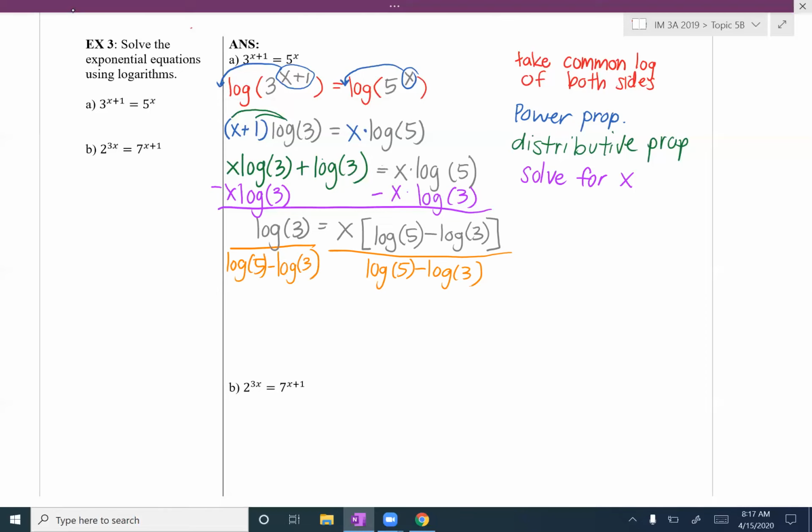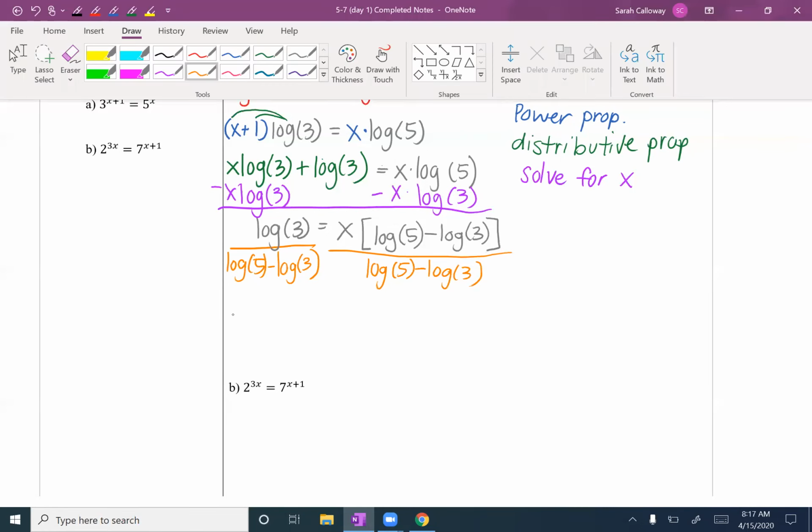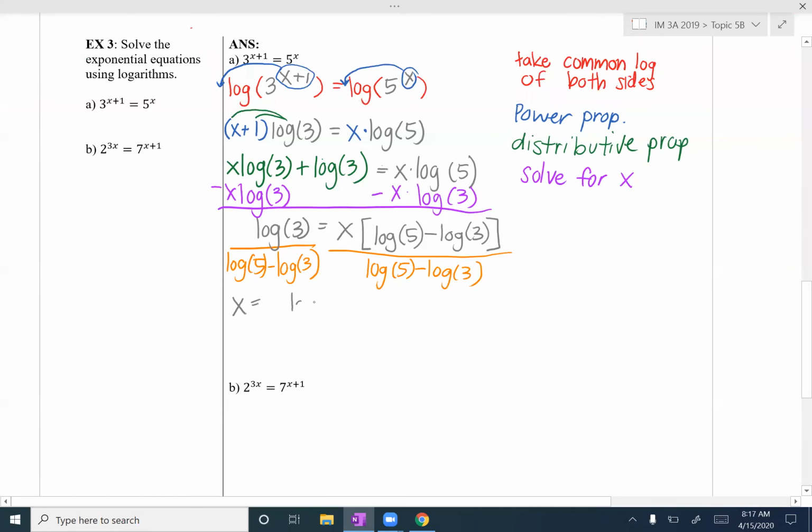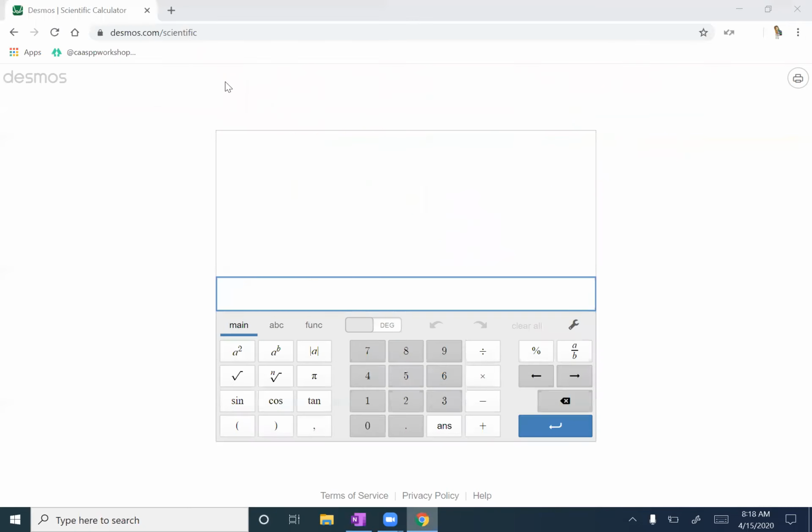So that means that we are going to take a calculator and calculate log of 3 divided by log of 5 minus log of 3 to estimate this value. Okay, so if we look at Desmos, and again, I have that scientific calculator up, we're going to type that in.